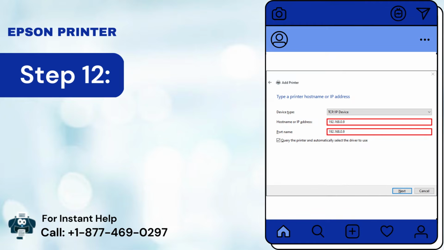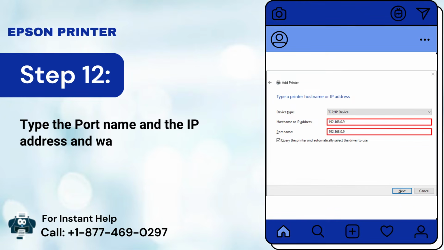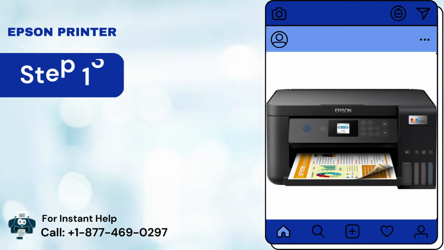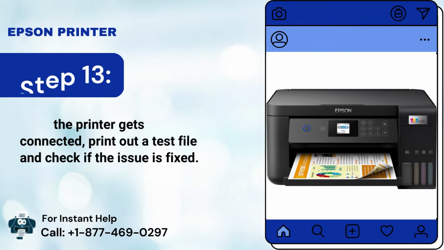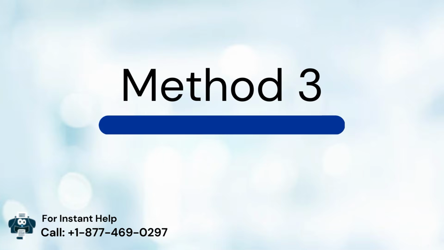Step 12. Type the port name and the IP address and wait till the printer connects. Step 13. Once the printer gets connected, print out a test file and check if the issue is fixed. Method 3. Turn off the SNMP settings.